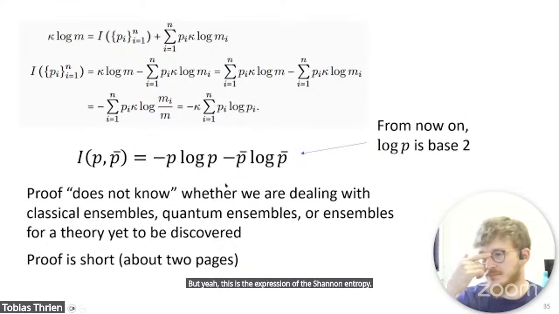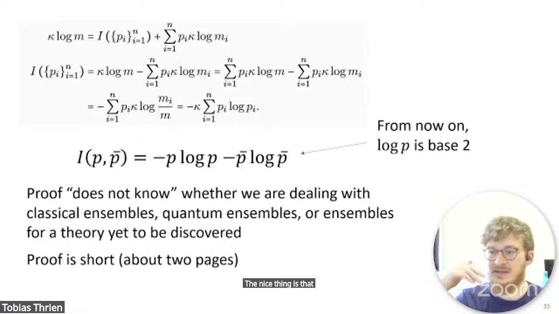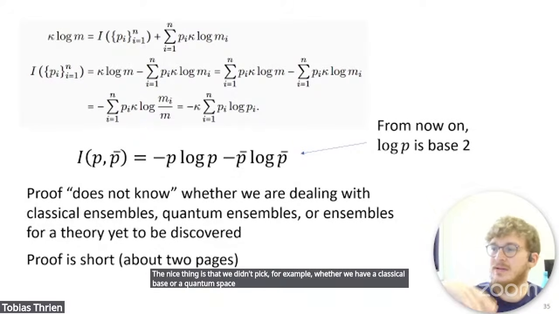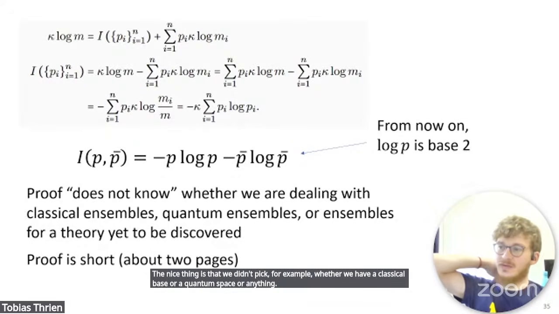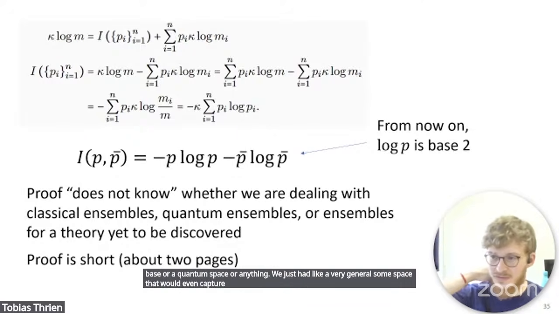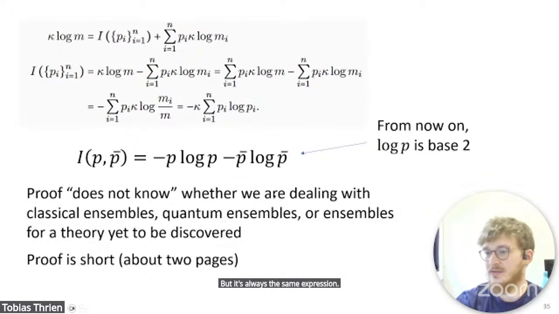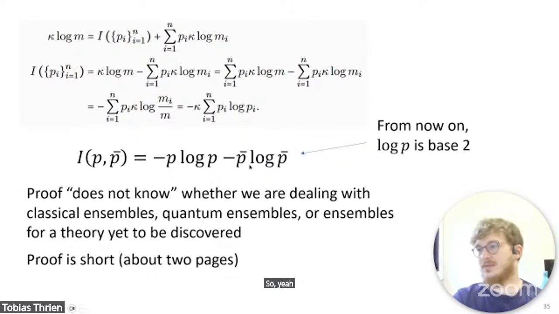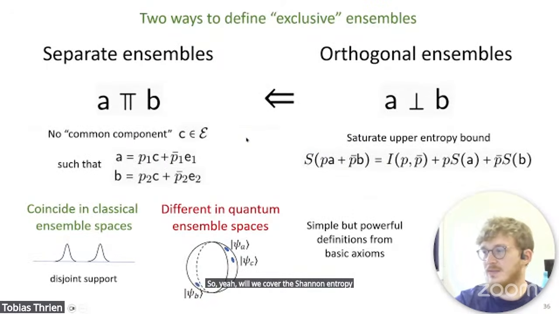And the nice thing is that we didn't pick, for example, whether we have a classical space or a quantum space or anything. We just had a very general ensemble space that would even capture things that are neither quantum nor classical, but it's still always the same expression. And it wasn't a lot of work. It's just very basic calculations. The full proof fits in 2 pages in the book. So yeah, we recover the Shannon entropy. And we only have one proof that works in all cases. We don't need to do it for classical and quantum separately.